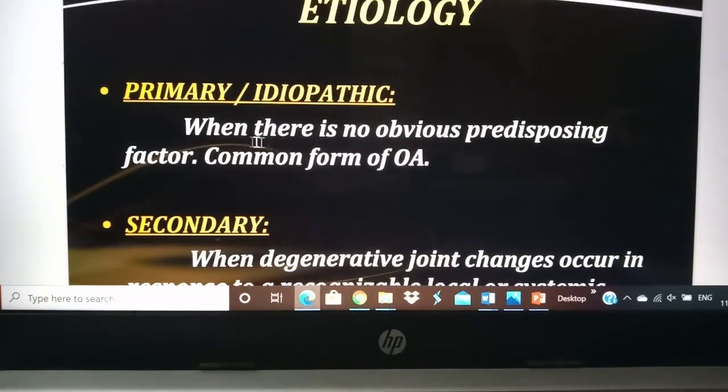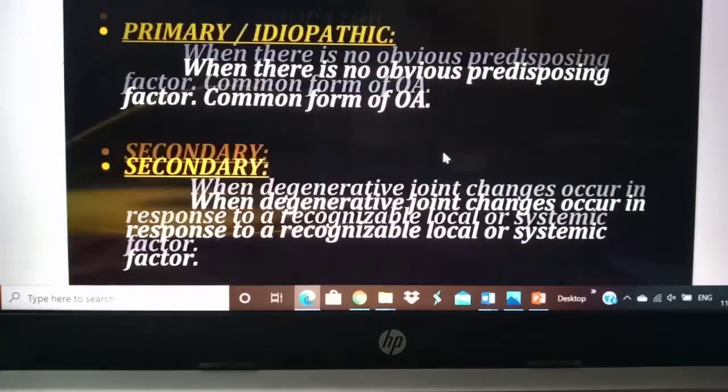Etiology: what are the causes? One is the primary or idiopathic cause. Idiopathic means there is no obvious cause, there is no other known cause. Most of the diseases will have an idiopathic cause. So when there is no other predisposing factor, it is called osteoarthritis with idiopathic cause, or primary osteoarthritis.